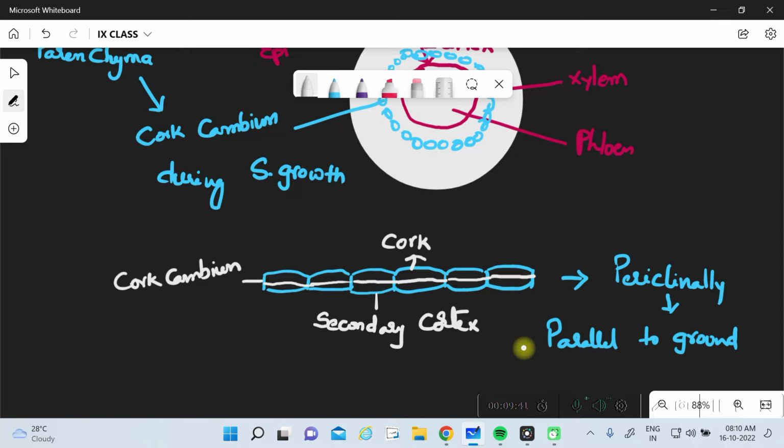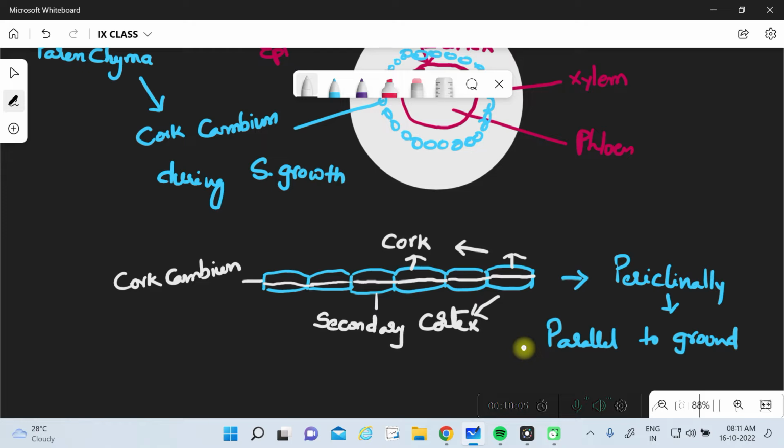And now this cork cambium divides periclinally, that is parallel to the surface, and it forms two layers of cells. The upper layer forms cork tissue, and the lower layer forms secondary cortex.